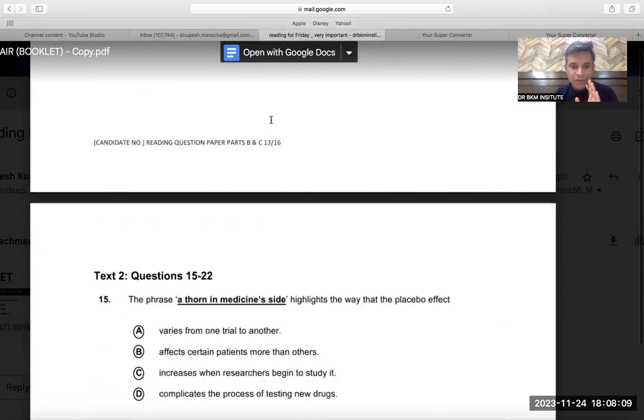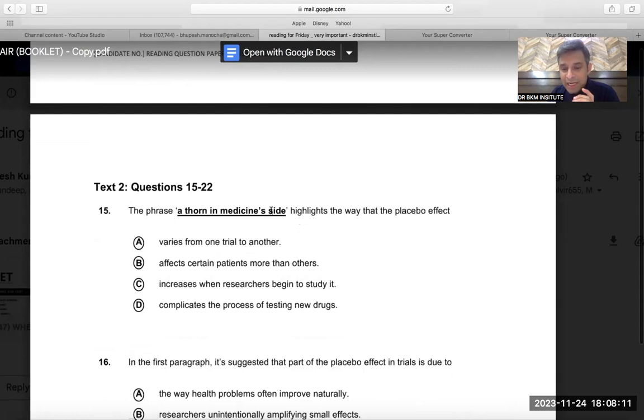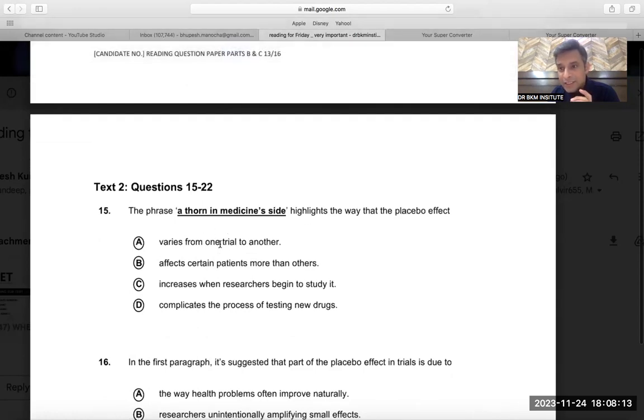So let's go to this question. Highlights the way the placebo effect varies from one trial to another. There was nothing like that. Again, use the elimination method. Varies means changes from one trial to another. There was nothing like that. They were comparing placebo with the original medication. Affects certain patients more than others. It was not saying it affects some patients more than others. Nothing was like that. Again, eliminate. Easy elimination. Increases when researchers begin to study it. Again, no.